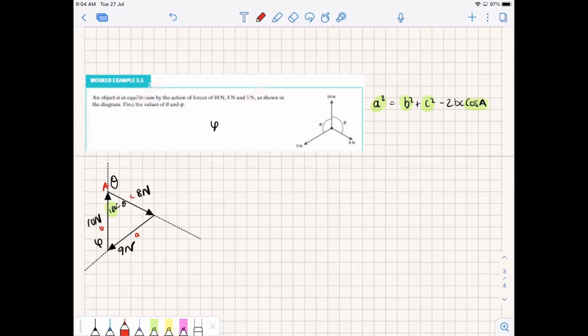Now we can just go to our equation, the cosine rule. So the cosine rule is a squared equals b squared plus c squared minus 2bc cos of angle A. Oh, goodness me. And then just fill in the information from our triangle. Side A is 9 newtons, so 9 squared. Side B is 10 newtons, so 10 squared. Side C is 8 newtons, so 8 squared, minus 2, B and C, so that's going to be 8 and 10. And this is going to be the cos of angle A. The cos of angle A is not theta, it's 180 degrees minus theta.